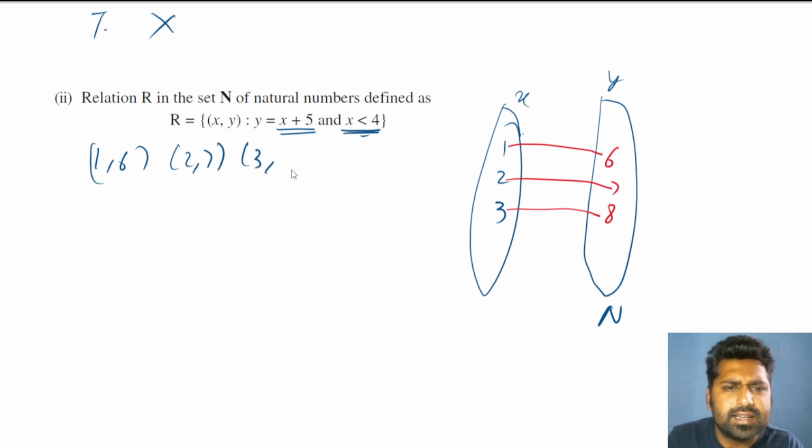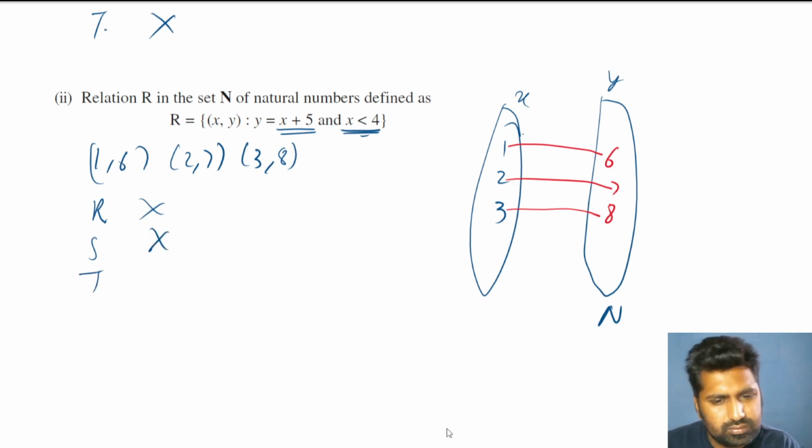Now look at this and tell me, what is this? Reflexive, 1 1, 2 2, 3 3, nothing present. No. Symmetric, 1 comma 6 is there, 6 comma 1 is not there. Not symmetric. Transitive, would we say this is transitive? No. Transitive is also not there. There are no elements satisfying 1 comma 6 then 6 comma something. There is none present, so not even transitive.